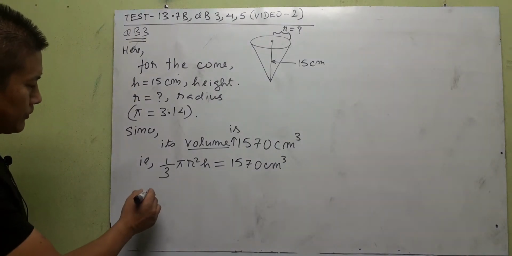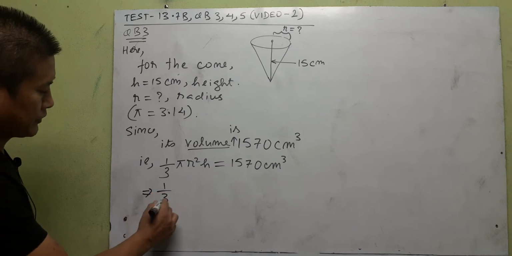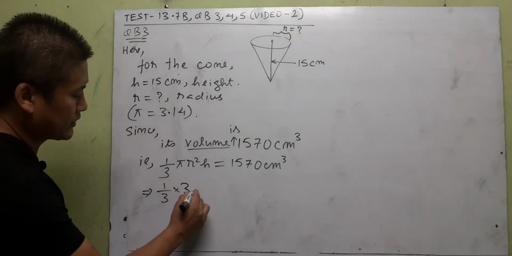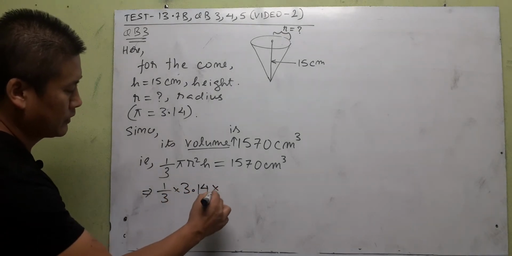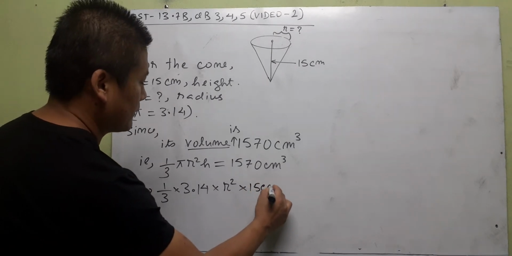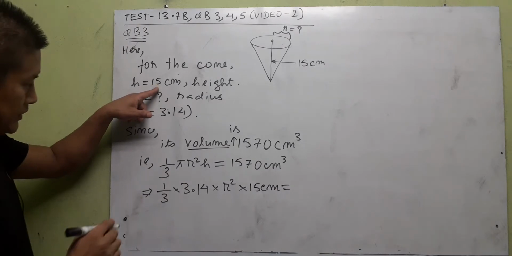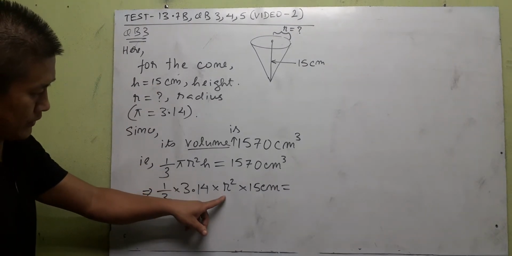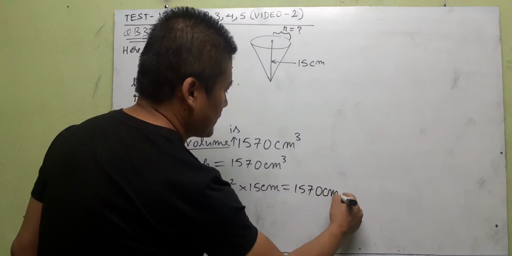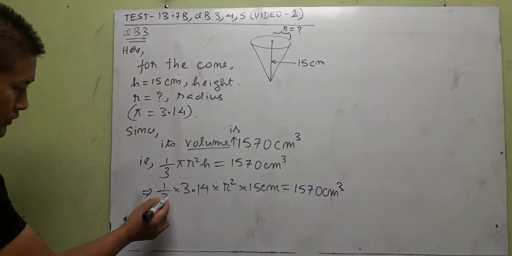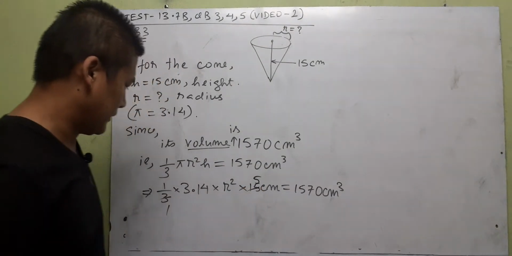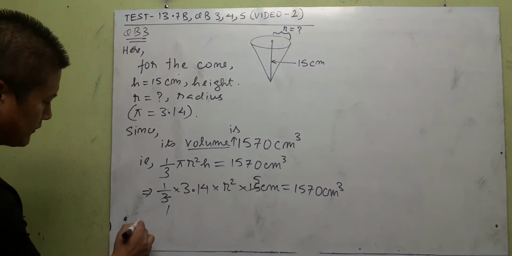So now we can write here, that implies 1 by 3 into, in pi we have to use not 22 by 7 in this question, but 3.14. r is unknown, r square, into h is 15 centimeter here, as you can see. So pi r square h equal to 1570 centimeter cube. So here 3 ones are 3, we can cancel. Here 3 5s are 15, right?